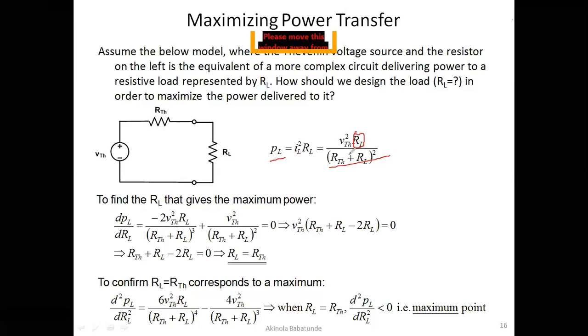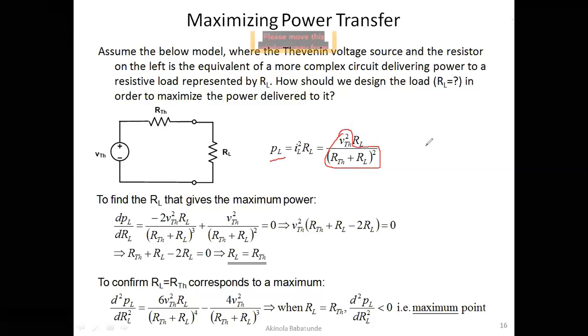I shouldn't be telling you how to differentiate, by the way. You should know that. But what is happening here is you keep RL constant and then you differentiate what we have. So RL is kept here constant. You differentiate this, you can see we have what we have here. So that gives us minus 2V squared Thevenin RL over R Thevenin plus RL cubed. And then plus, the next thing you do is you keep, in the first case, we kept just RL constant. In the second case, we're going to keep this constant.